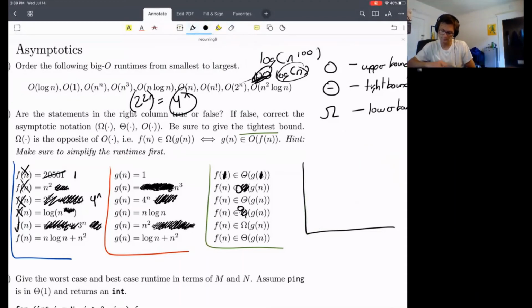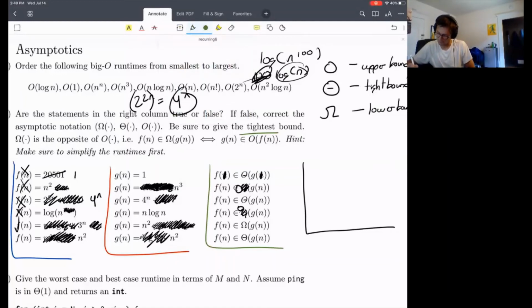Okay. Let's do the final one. N log n plus n squared. N log n is smaller than n squared, so n squared will dominate. Then we have log n plus n squared. N squared is bigger, so it's going to dominate. So then the question here is, is this true? You might be able to already tell it's true because we have the same thing here and here, and we're asking about a theta bound, but let's draw it out for fun.